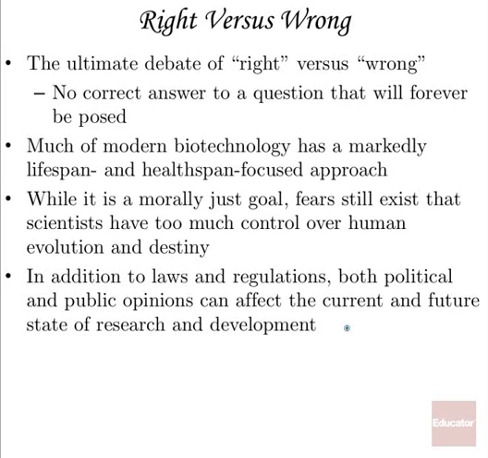So much of modern biotech has a markedly lifespan and health span focused approach. So lifespan, making people live from, say, not just 80 years old to 100 years old. Health span, actually being healthy till you're 80, instead of 70, say, something like that. Now, while that is a morally good, morally just goal, there's still lingering fears that exist that scientists have too much control over human evolution and destiny, right?